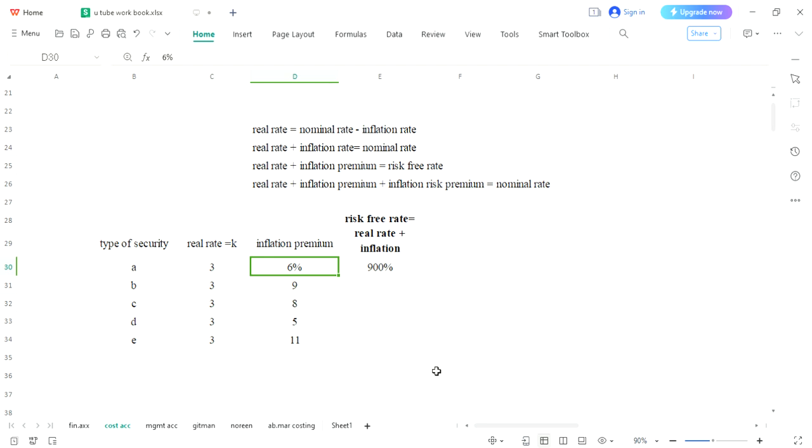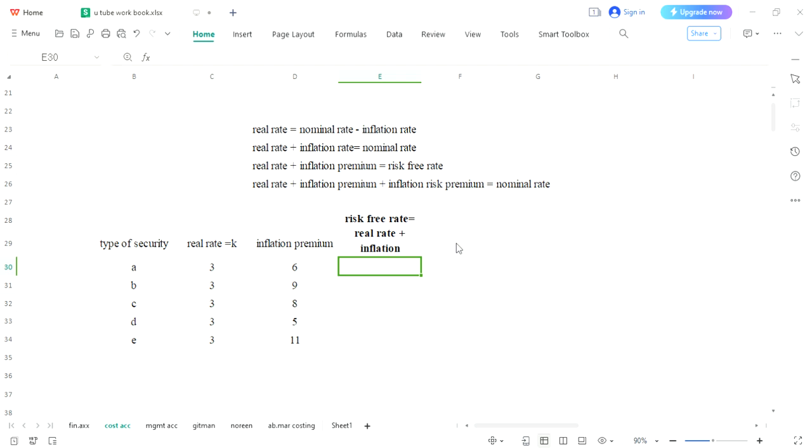Though a percentage is given, Excel is taking it differently. So now it is simple: the risk-free rate is 3 and you will add the inflation premium. Again the same thing is happening. Okay, let's change its position. In this way you can learn how to manage your Excel as well.